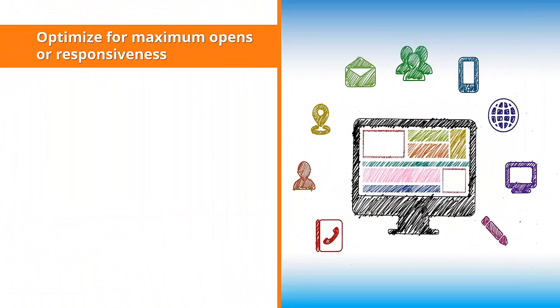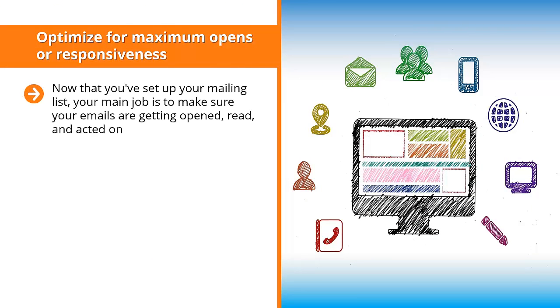Pay attention to the following tips to make sure you maximize the results you get from your email lists. Optimize for maximum opens or responsiveness. Now that you've set up your mailing list, your main job is to make sure your emails are getting opened, read, and acted on. This is the essence of list marketing. If you fail to optimize your emails, then your list is dead in the water. It really would be. Why?